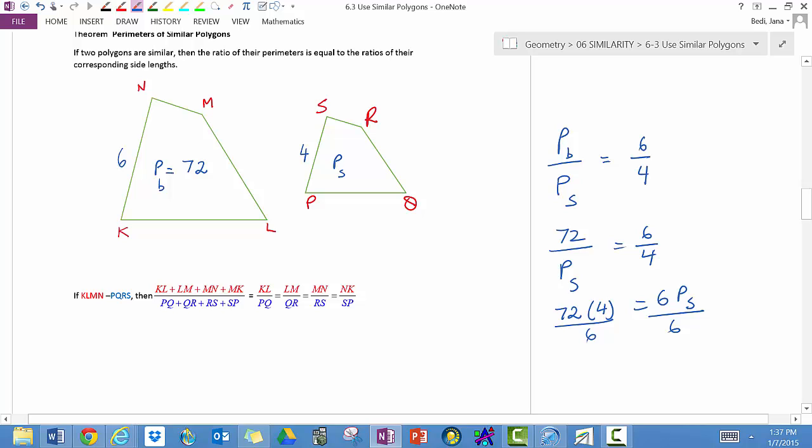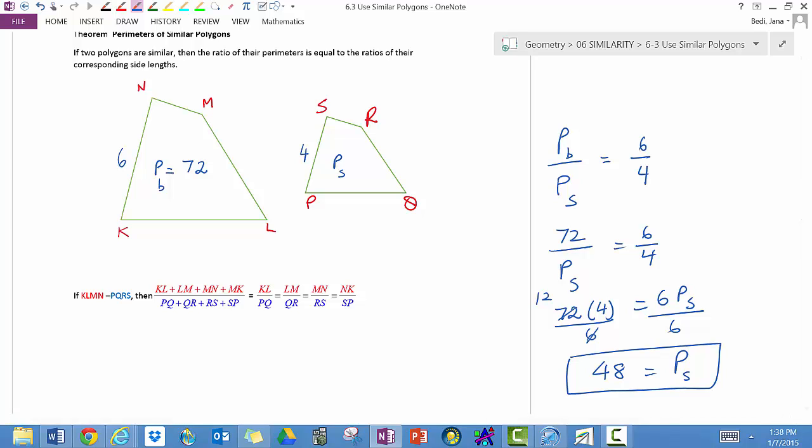So that gives us 6 goes 12 times, and we get the perimeter of the smaller one is 48 units. Since we're not given any units, we just say units. Note, it's very interesting that we didn't need to know all the sides. We just needed to know what the scale factor was, which is the ratio of two corresponding sides, and we set it up equal to the perimeter.